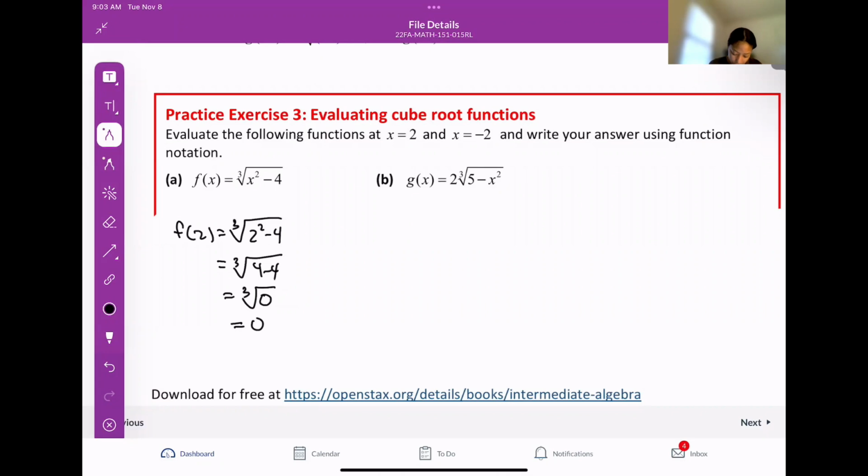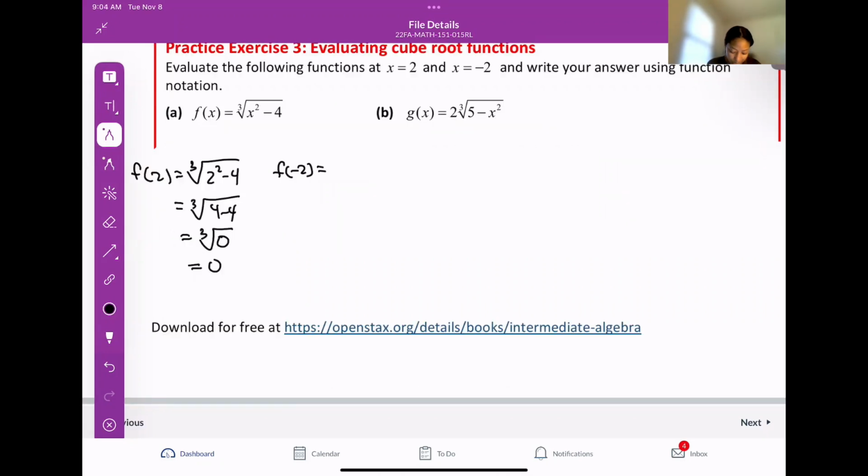Then f of negative 2 is the cube root of negative 2 squared minus 4. Notice I put the negative 2 in parentheses because the negative is being included in the square as well. That would be the cube root of 4 minus 4, so same thing, which is the cube root of 0, and that's 0. So both f of 2 and f of negative 2 are 0.